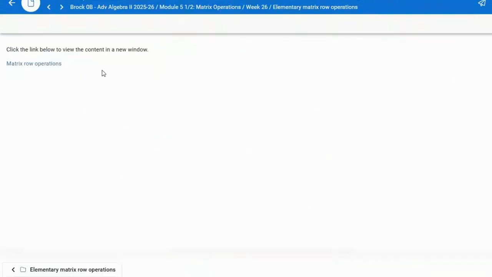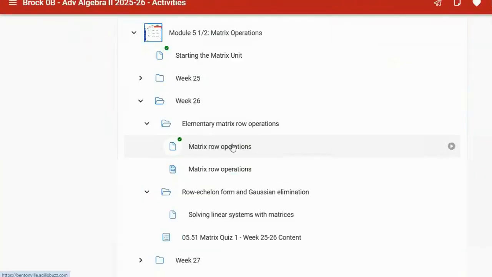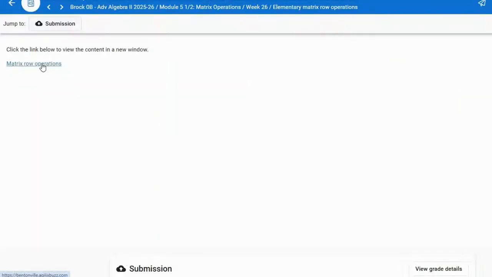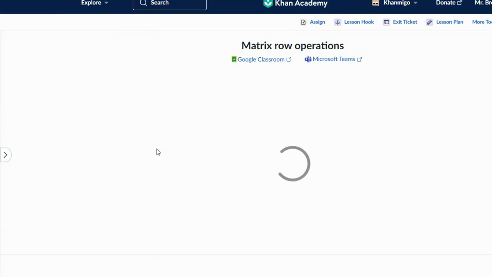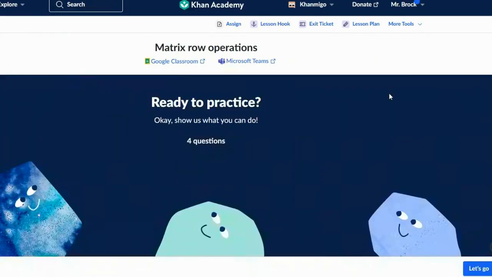Let's go back here. That is this lesson. Let's do the assignment that goes with it. Click on matrix row operations. It'll take you to Khan Academy. We can close a little side tab. Ready to practice. Yes, let's go.